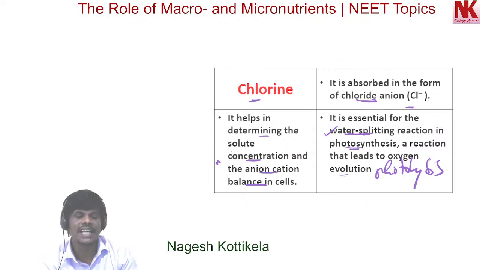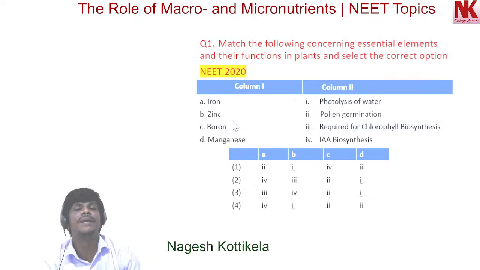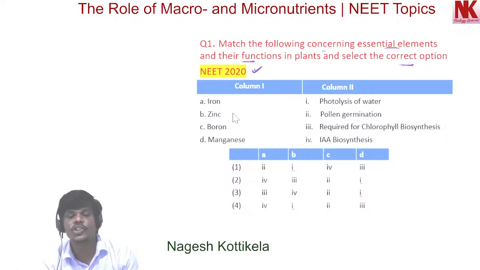Now based on the discussion that we had, let's discuss a few important questions that were previously asked in NEET exams. So here the first previously asked NEET question is, match the following concerning essential elements and their functions in plants and select the correct option. This question was asked in NEET 2020. One side the essential elements are given, and the other side in the second column their functions are given. We have to match these options now.